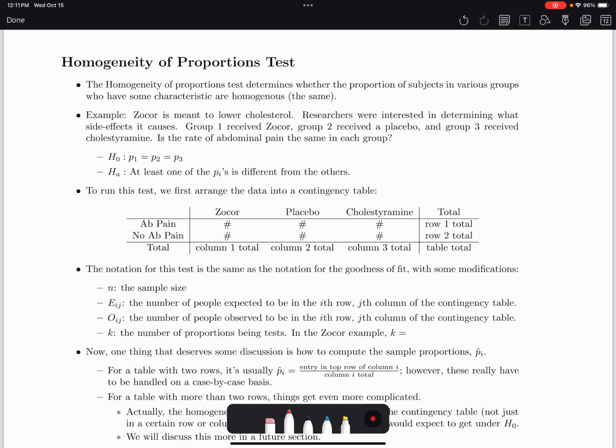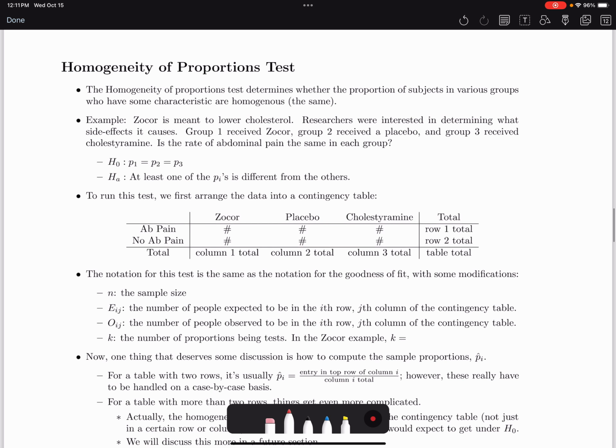Well, to answer that question, we could run a homogeneity test. The null hypothesis would be that, yes, the rate of abdominal pain is the same in each group. P1 equals P2 equals P3. The alternative would be that at least one of those proportions is different from the others.